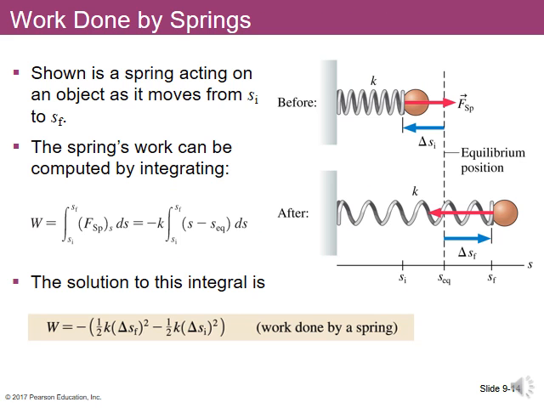Now let's see how to apply this to the specific case of a spring. We know that we can find the work done by a variable force by integrating or finding the area under the graph. A spring force is a variable force because it depends on the distance. The force exerted by a spring is equal to minus k times the displacement of the spring. Right? That's Hooke's law.